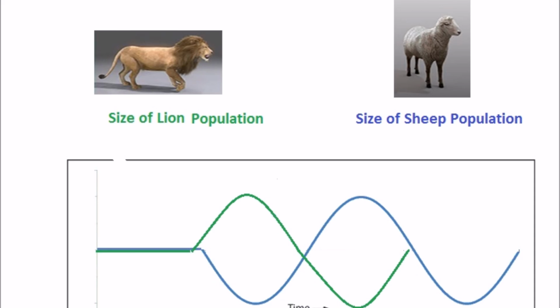This process continues periodically, and the result is two inverse sinusoidal waveforms with a slight phase shift.